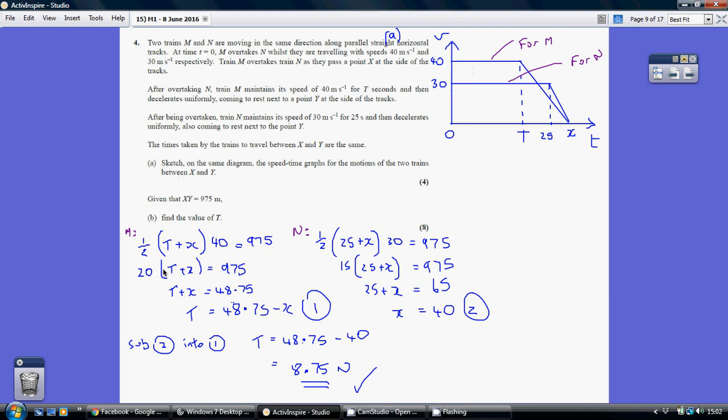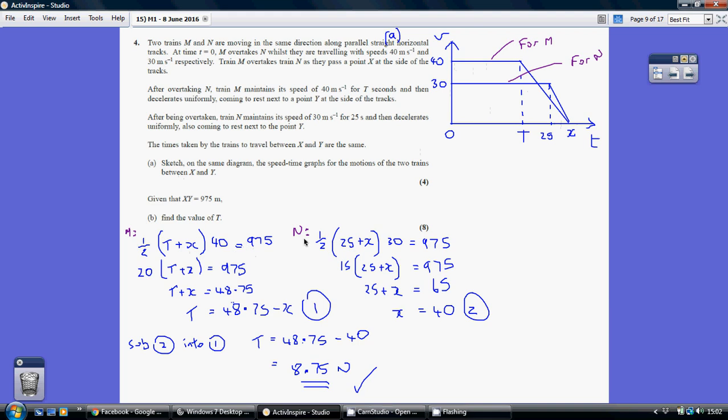So for M, the area is 975. How do you work out an area of a trapezium? Well, it's an average of the parallel sides. So for M, the parallel sides are length T and the length, what I'm calling X. So add those together and halve it. Then multiply that by the depth of the trapezium, which is 40, and that equals 975.